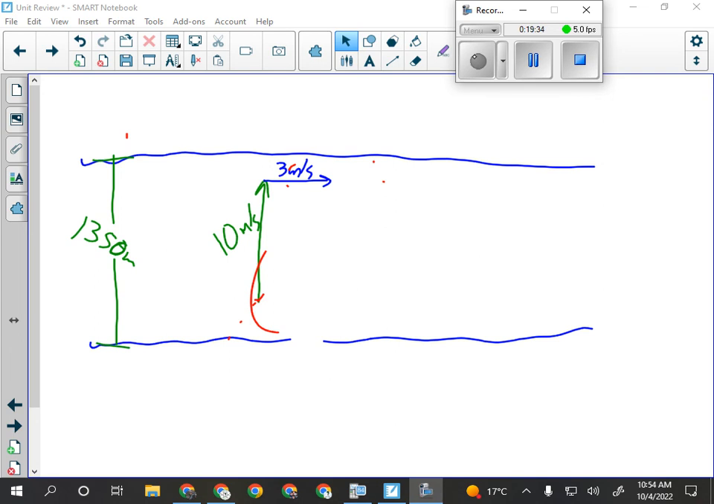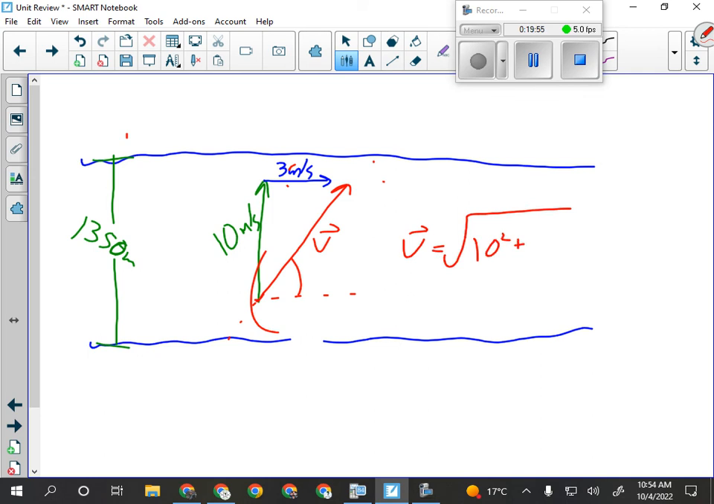So, the first thing you're asked to calculate is the resultant velocity of the boat, and it was relative to the shore. So that means this angle here, because that's relative to the shore. If I want to get the magnitude of this, it's just Pythagorean theorem. So this resultant velocity is the square root of 10 squared plus 3 squared. So whatever the square root of 109 is.